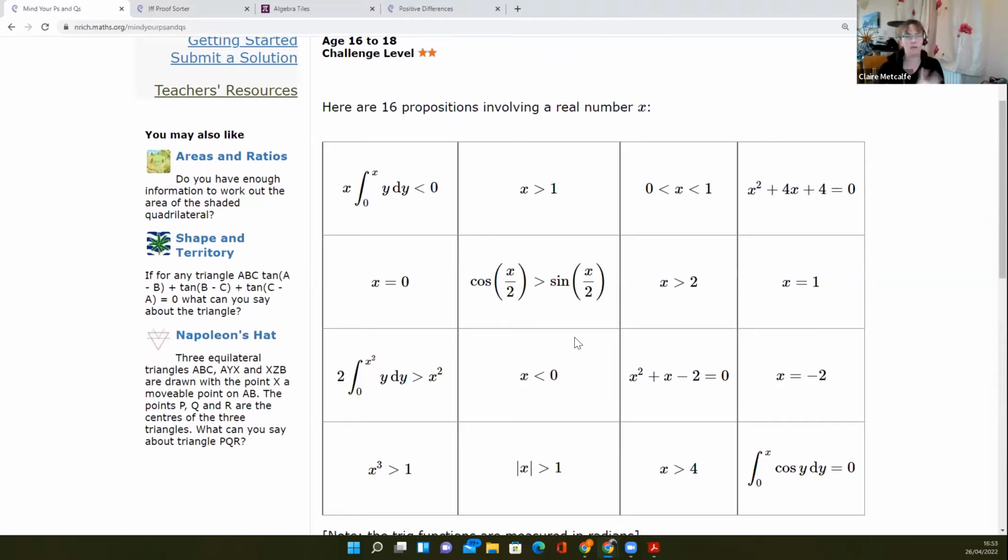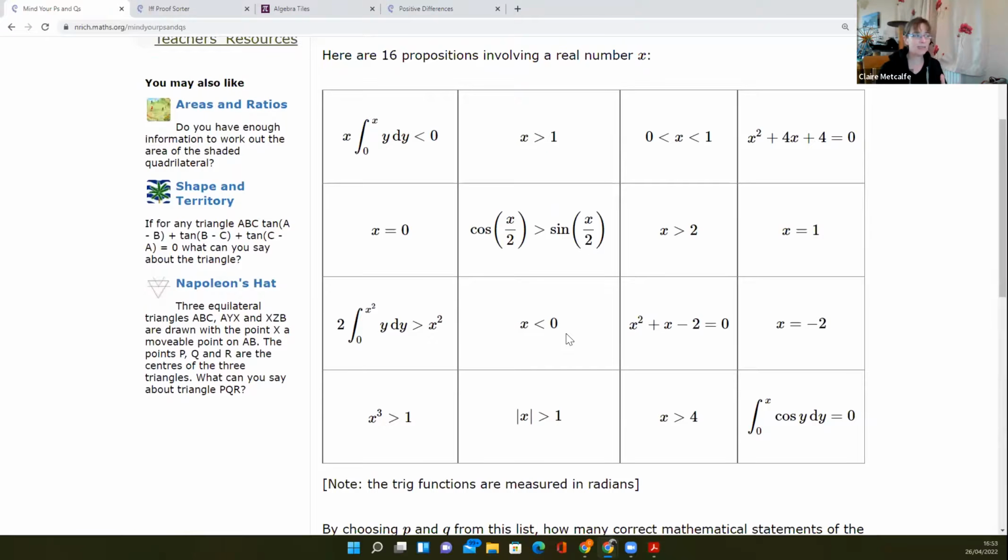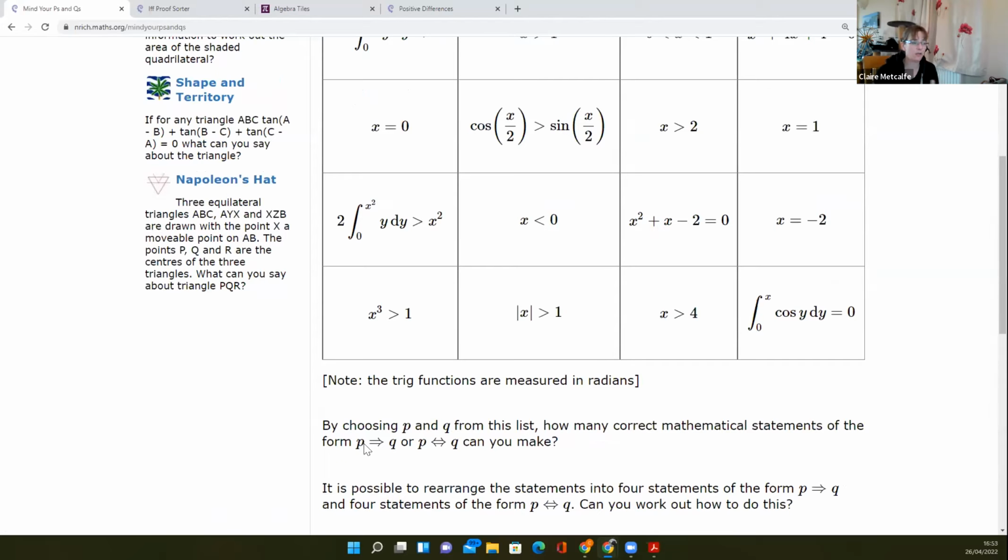It's a bit like if and only if, but slightly more mathematical. So we've got 16 propositions, and in a very similar way to if and only if, you need to try and rearrange them. So you've got 4 of them which are if and only ifs, and 4 of them which are just in one direction.